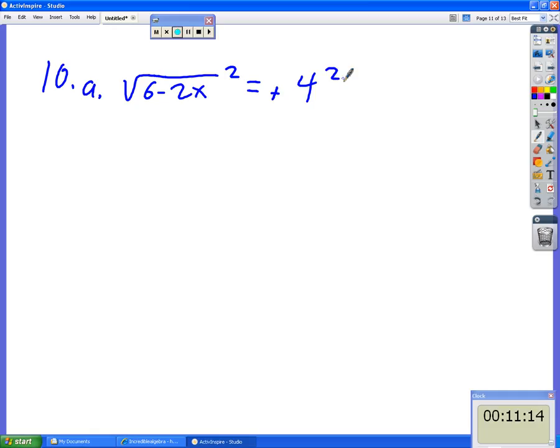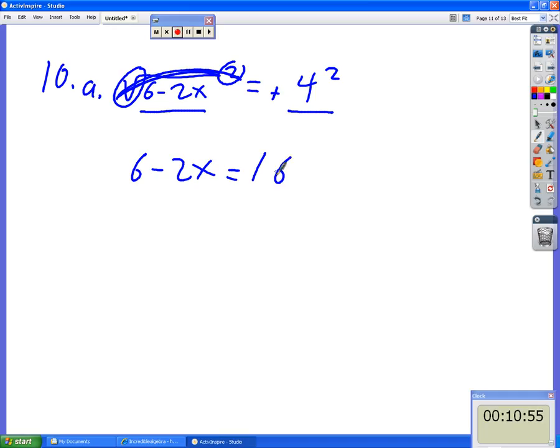Whenever I square a square root, they cancel each other out. Whatever's inside is left. So after I square the square root, I have 6 minus 2x left equals 4 squared is 16. And now I simply solve.